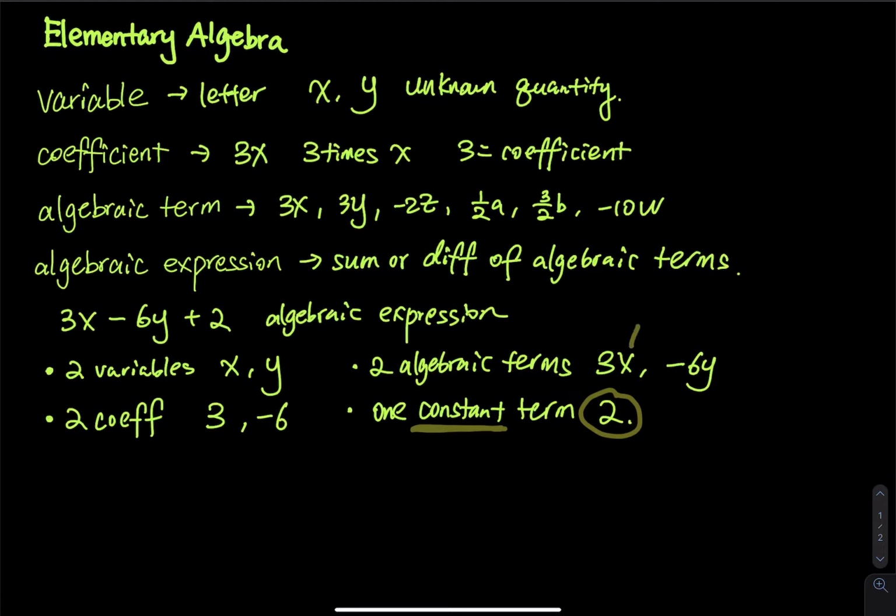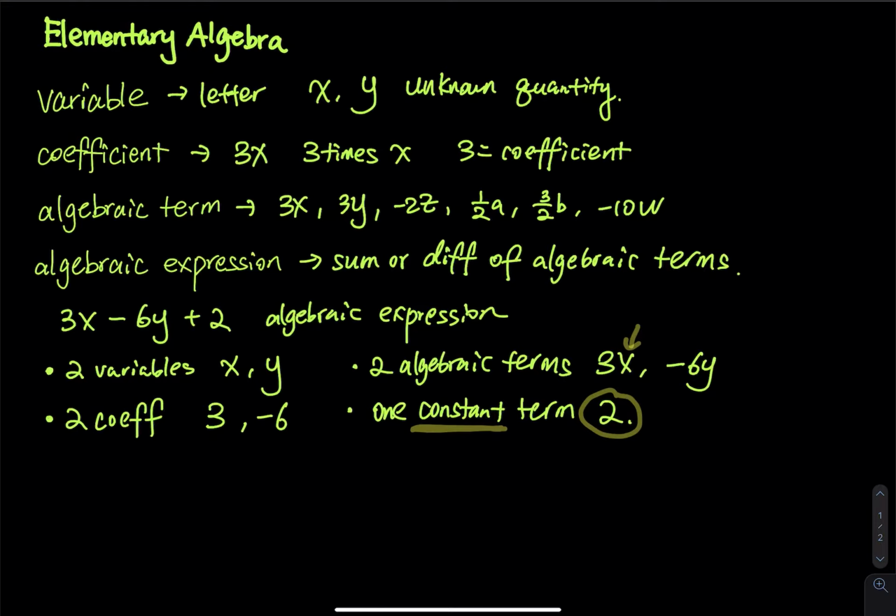x is a variable because x is changing. You can let x be 0, x be 10, x be 6, x be negative 5, and so on and so forth. A variable is an unknown quantity. Another way to interpret that is an unknown quantity that changes. And then a coefficient is the number in front of a letter, the number in front of a variable, including the sign. All right. An algebraic term is the product or quotient of a number times a letter.